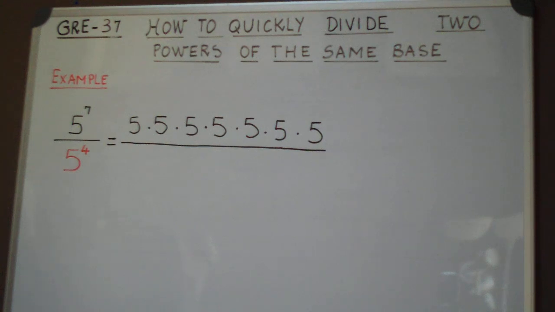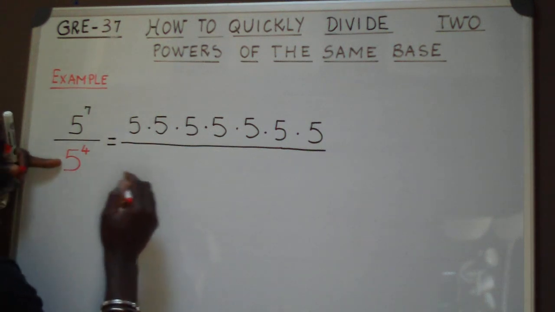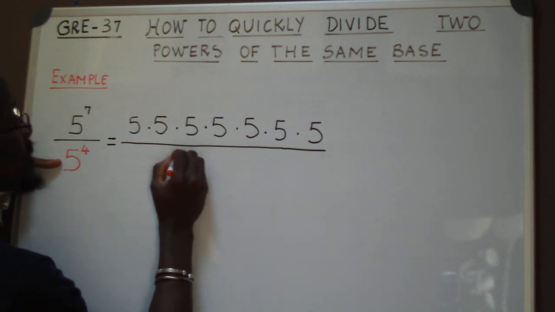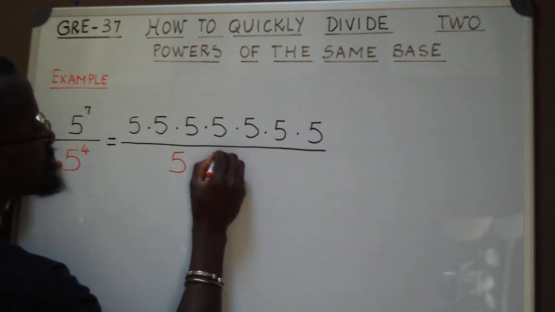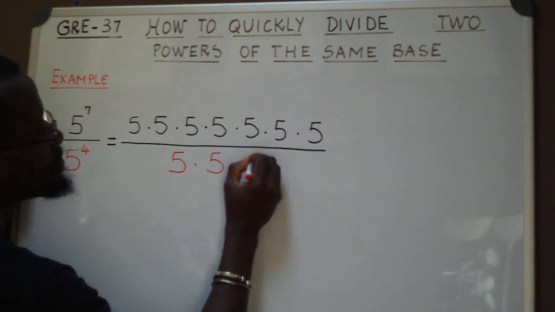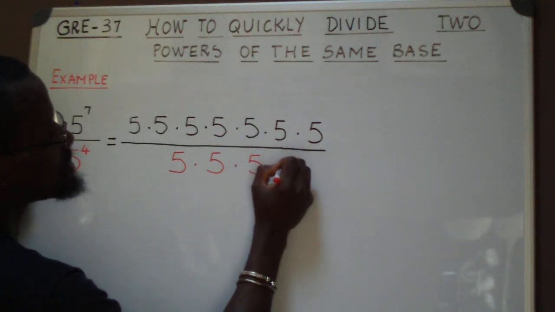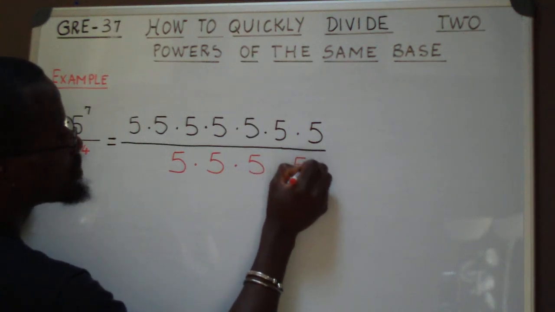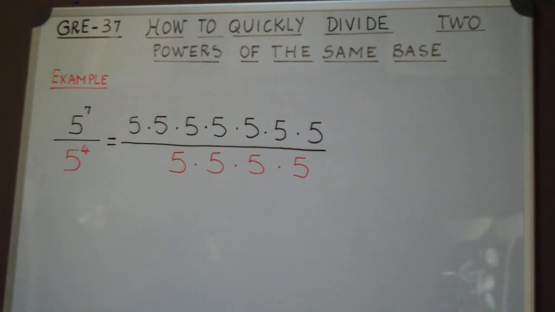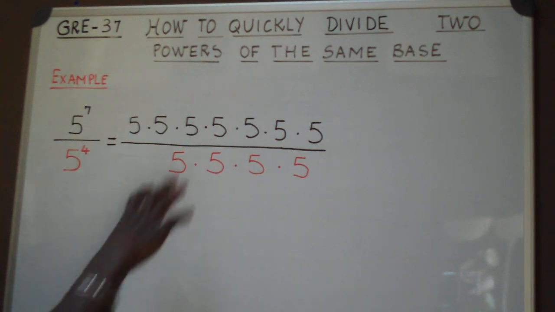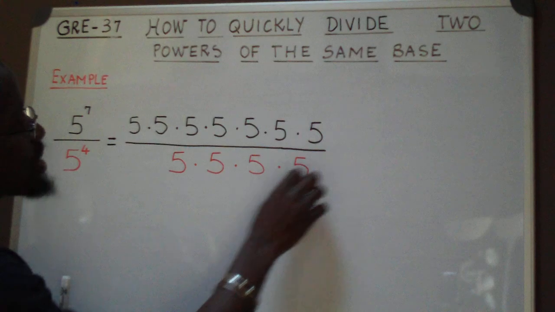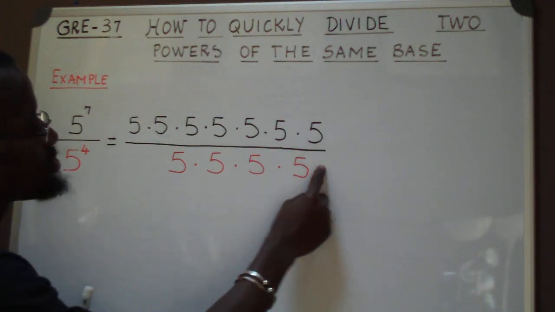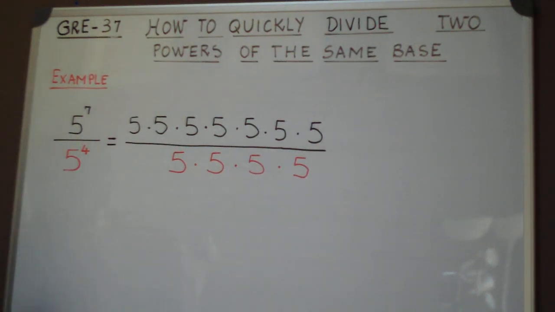Here I have the repeated multiplication of 7 factors of 5. Now this is to be divided by 5 to the exponent 4. In other words, at the denominator I should have the repeated multiplication of 4 factors of 5. So this is what I have. Now that I have expanded both the numerator and the denominator, I can proceed to simplify this expression. This is a fraction, and I can reduce it because the numerator and the denominator share common factors.